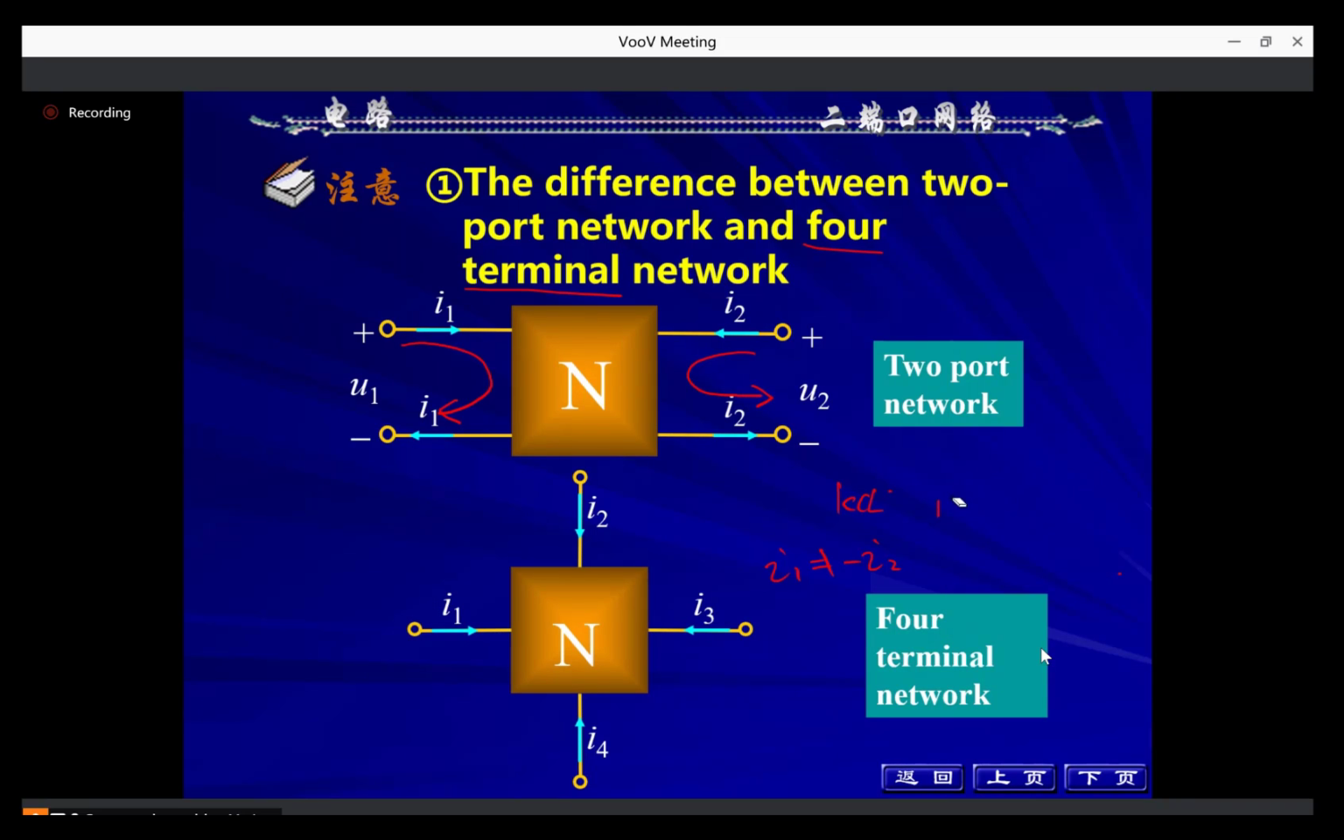The two-port network is a special case of the four-terminal network. Only when the current flowing in at one terminal must flow out from the other terminal of the four-terminal network can we call it a two-port network. So there is a difference between the two-port network and the common four-terminal network.